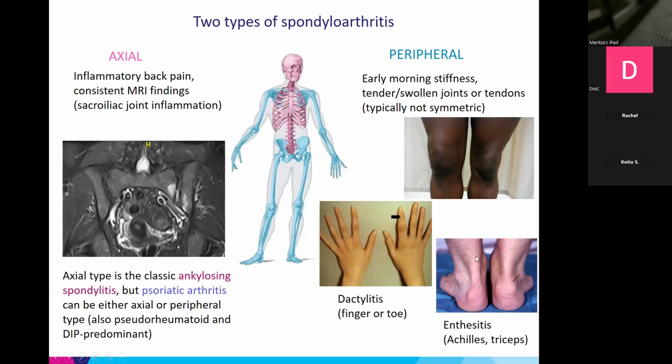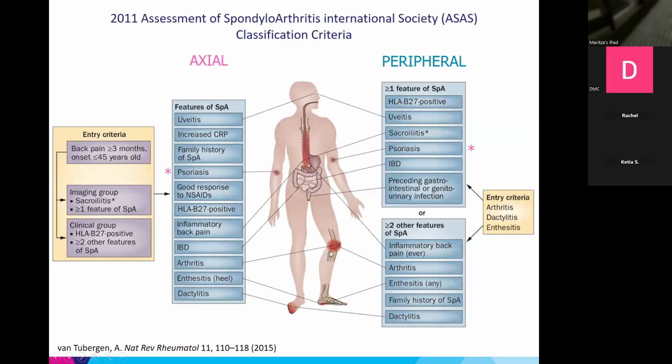And then also the other piece that can be very involved is exactly where the tendon inserts into bone. This is called the enthesis. So for example, the Achilles tendon, where it comes into the heel bone here, can become very inflamed. So those are the types. So this is the second set of criteria I'm going to show you.